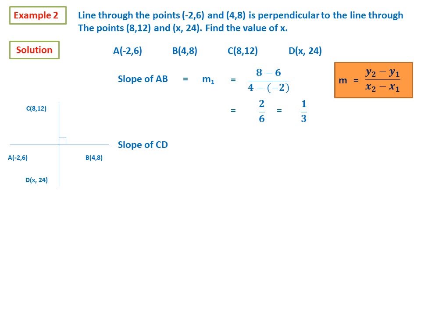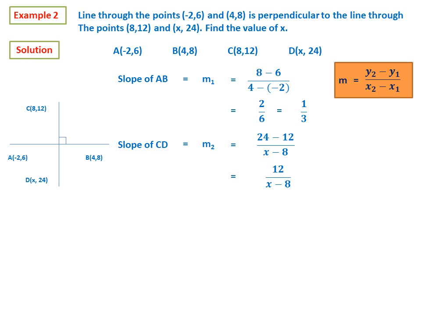Then the slope of BC also you can find. What is the slope of BC? That is m2. m2 will be equal to, once again, the same formula, y2 minus y1. Slope of CD. Slope of CD is, see, 24 minus 12, because D value is 24, C value 12, x value, divided by x minus 8. So now you can write 12 by x minus 8. So this is the slope of CD. First one is the slope of AB.